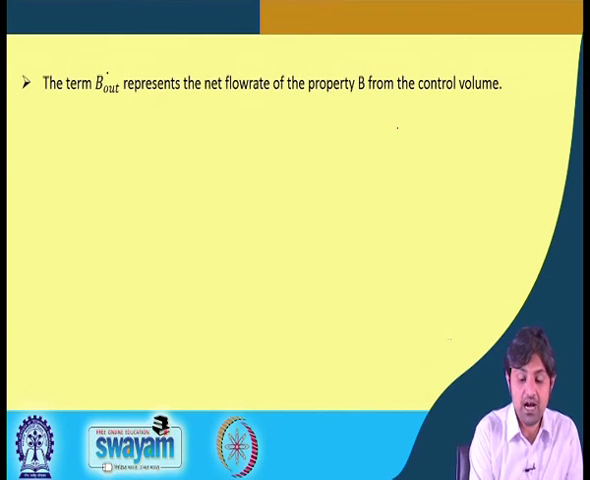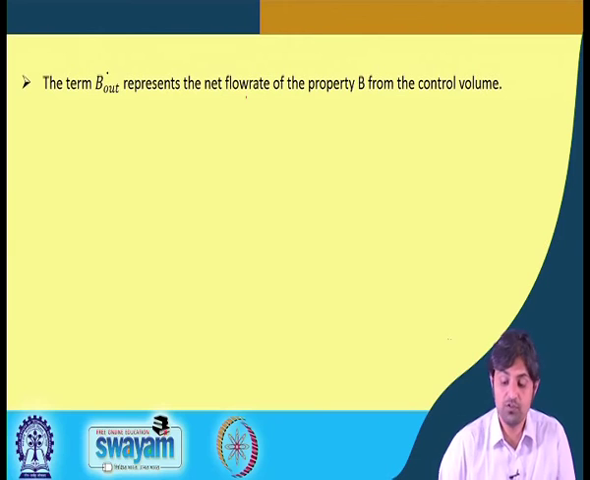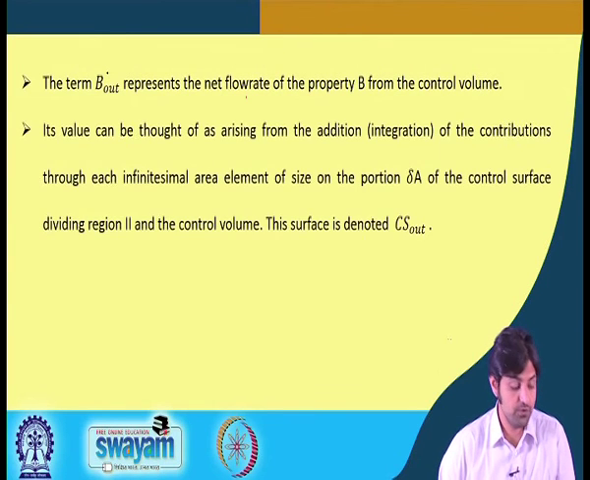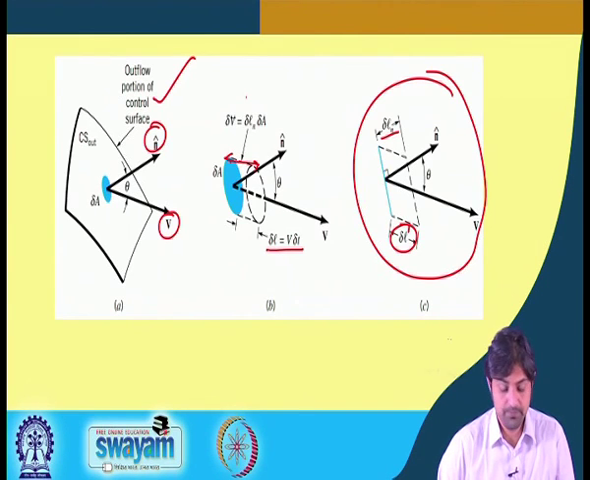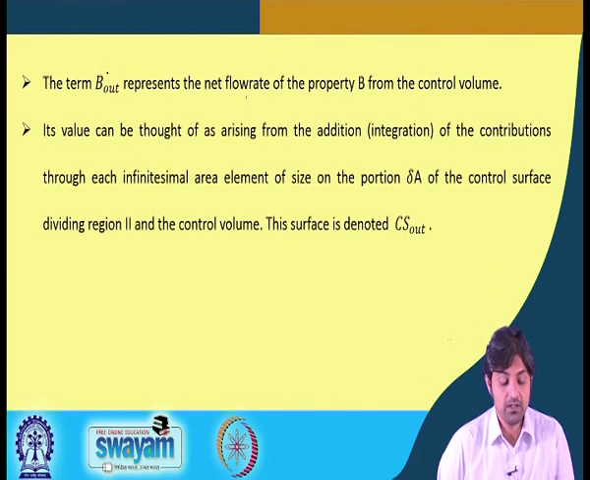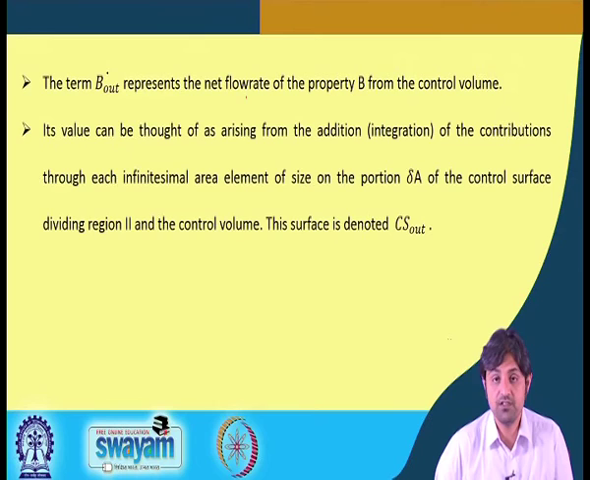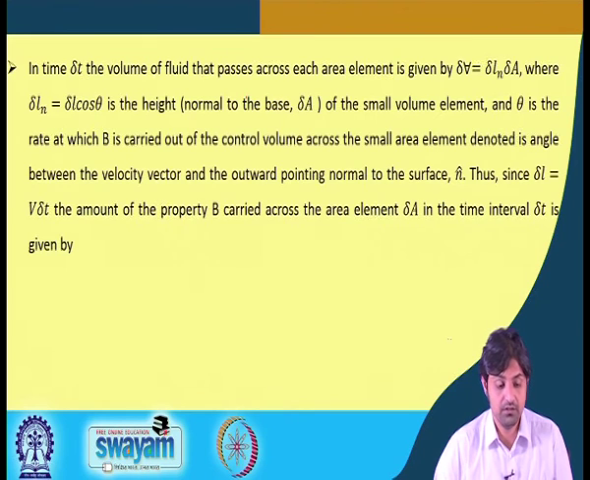The term B out represents the net flow rate of the property B from the control volume. Its value can be thought of as arising from the addition of the contributions through each infinitesimal area element of size dA of the control surface dividing region 2 and the control volume. This surface is denoted as CS out. That is what I was showing on the figure.